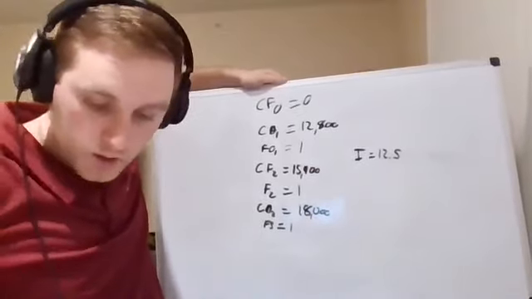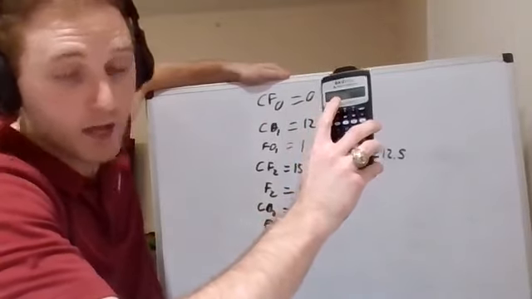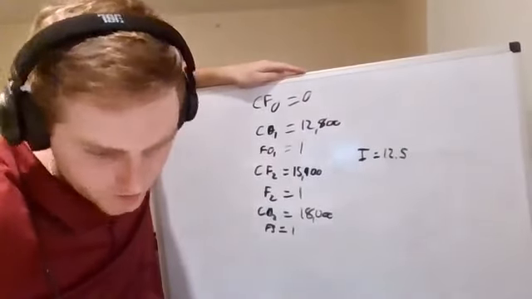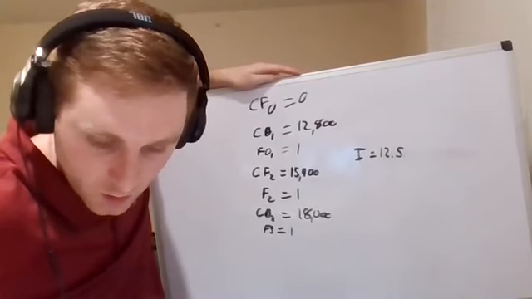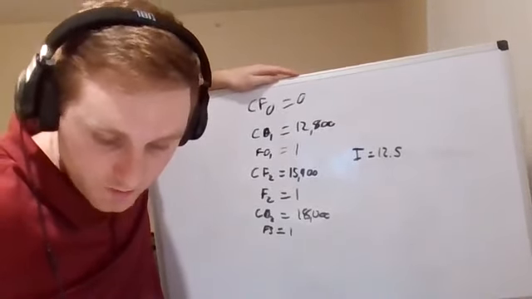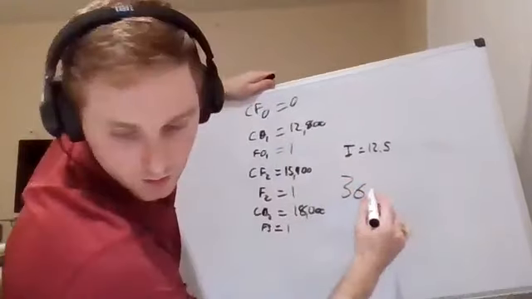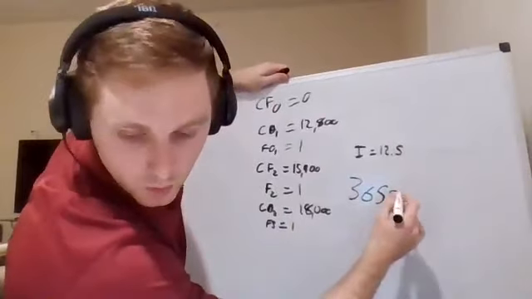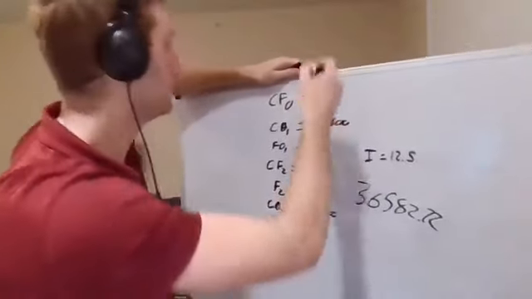So what we're going to do is hit the NPV button right next to it, and it's going to bring up the I. The I is our interest rate, which for this is 12.5%. So we're going to type in 12.5, hit enter, go down. It's going to bring us to NPV, and we're going to hit compute. When we hit compute, that gives us 36,582.72.